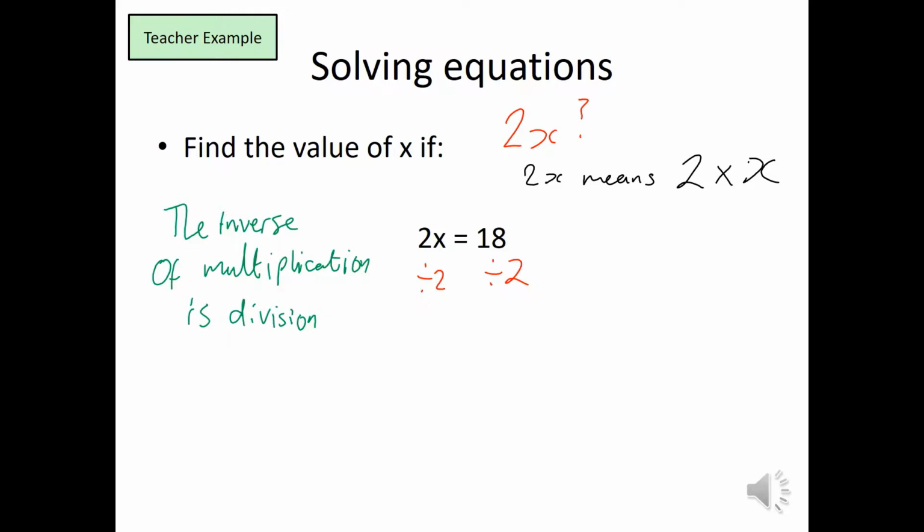So 2x divided by 2 will give me 1x. That'll leave me with 1x equals, 18 divided by 2 is 9. So we have a solution, 1x equals 9. However guys, mathematically we don't write it as 1x. We don't say we have one apple, we say we have an apple. So in this case, we don't say we have 1x, we have just x. So x equals 9. That is our final answer.